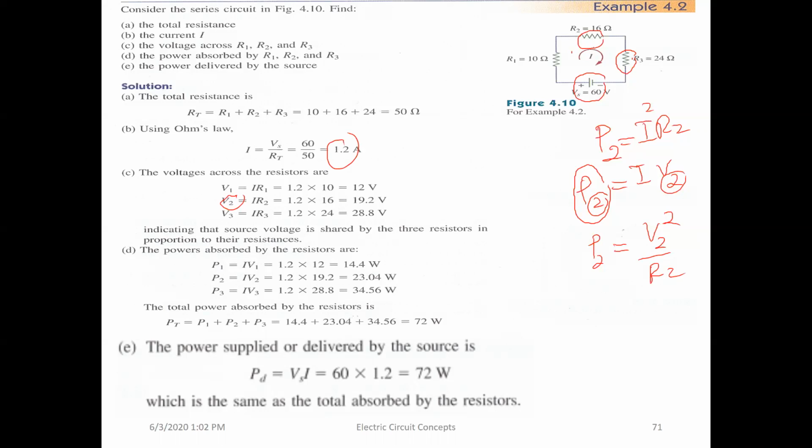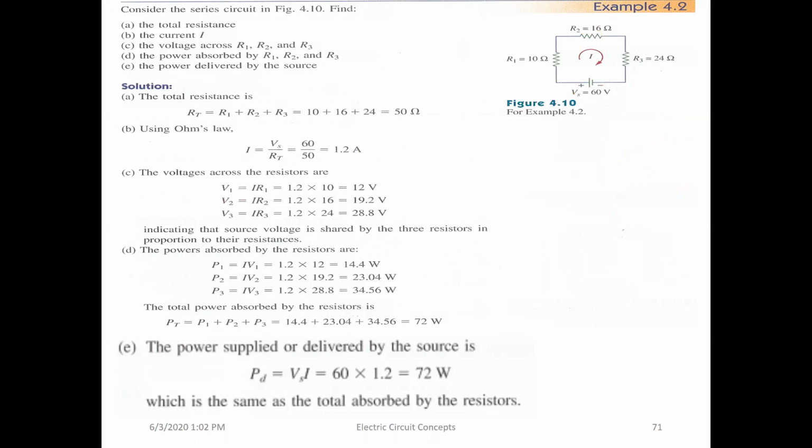Now, to find the total power, there are two ways. We know that the total power coming from the supply is equal to the sum of the power consumed by the three resistors, so P1 plus P2 plus P3. We are given all these values here, so if we add them together, we get PT.